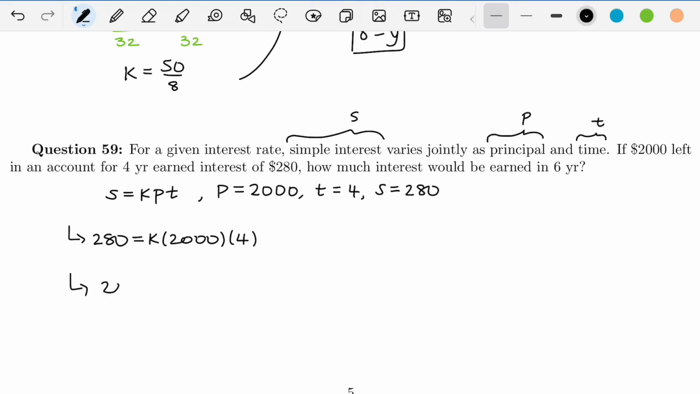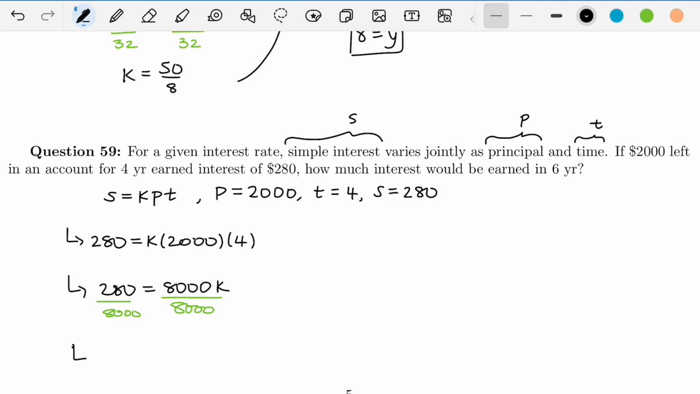So we're going to have 280 is equal to 8,000 times k, and then dividing by 8,000 on both sides, we're going to get k. So k is going to be equal to 280 over 8,000 here, and then reducing that, we're going to see that k is going to be equal to 7 over 200.